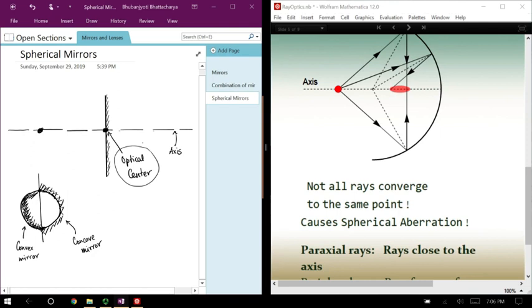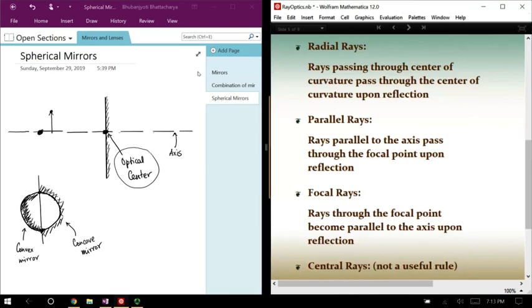Now let's put an object in front of this mirror. We have to figure out where the image can be formed, and in order to form the image, we always need at least two rays of light to come from one point on the object, and then after reflection we want to see what happens to those two rays. There are various rays of light that we can construct for reflection, and these follow different rules. We will talk about radial rays, parallel rays, and focal rays, which are the main kinds of rays that we use to construct our image.